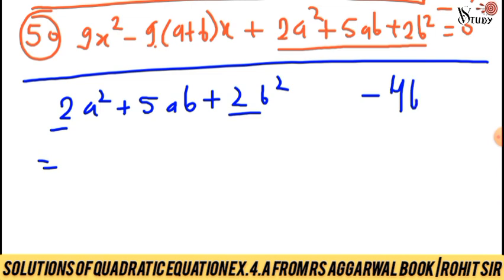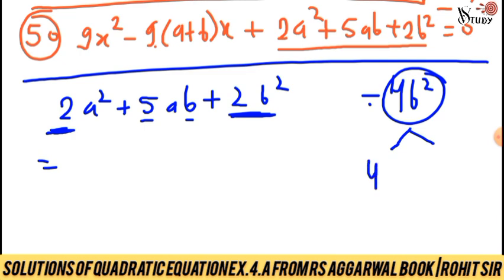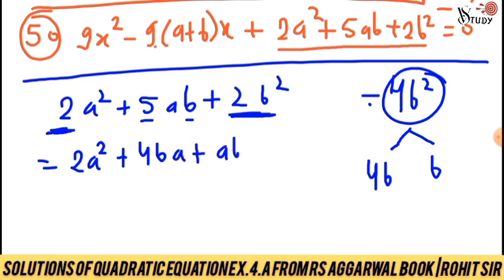Then we have 4b square. Now, because the coefficient of a square is 2 and the constant term is 2b square, we have this product 4b square. Now we have to find two factors of 4b square whose sum is equal to 5b, that is 4b and b. So after solving this we have 2a square plus 4ba plus ab plus 2b square.